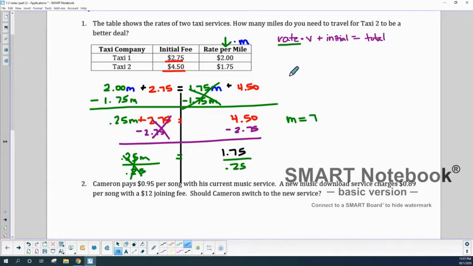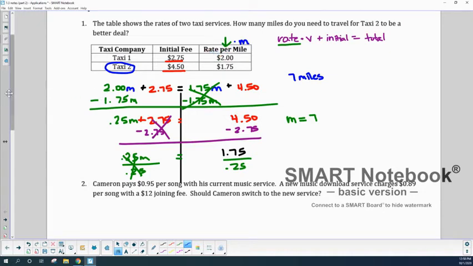So what that means is at 7 miles, if both taxis drive you 7 miles, it's going to be the same price for both. But if you need to go farther than 7 miles, it's going to be worth taking taxi 2 because it does have the cheaper rate. But like say I only need to get home, well, I live 3 miles from here. Well, I would take taxi 1 then because it would be cheaper.